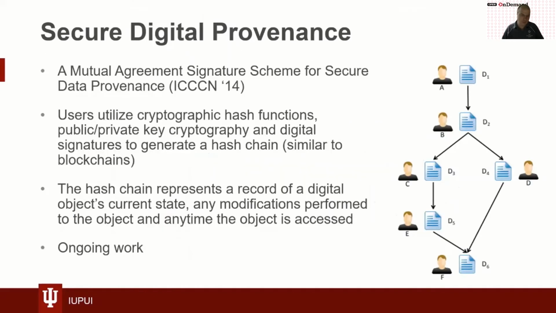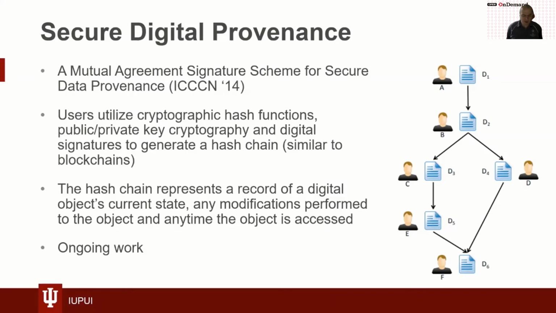So the last part of this, which is still ongoing, is we're adding a secure digital provenance component into the OpenMRS image. This is based on a 2014 paper, and it is similar to blockchain technology, if you're familiar with that. Users utilize several cryptographic primitives, including cryptographic hash functions, public-private key cryptography schemes, and digital signatures in order to generate a hash chain.